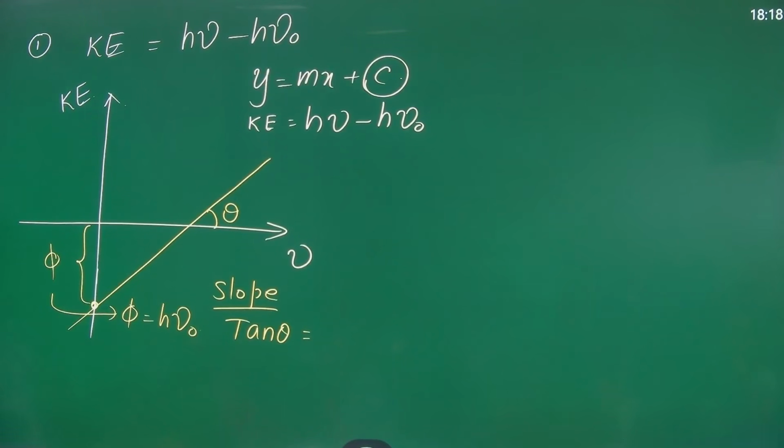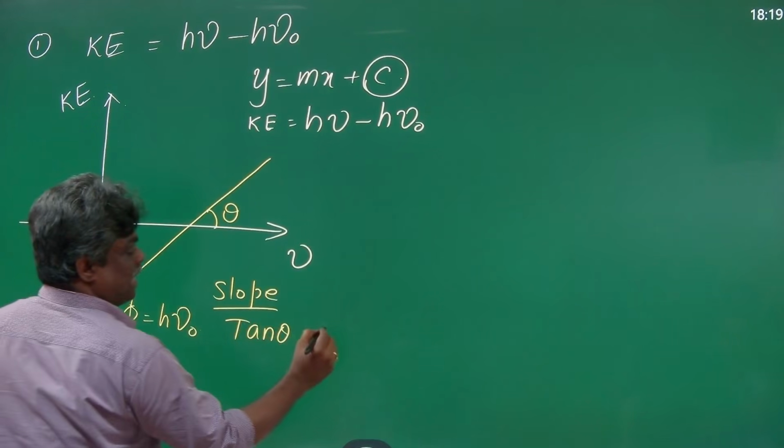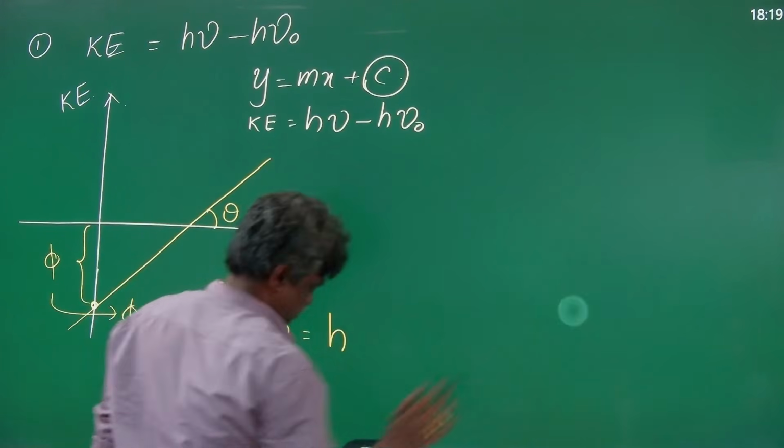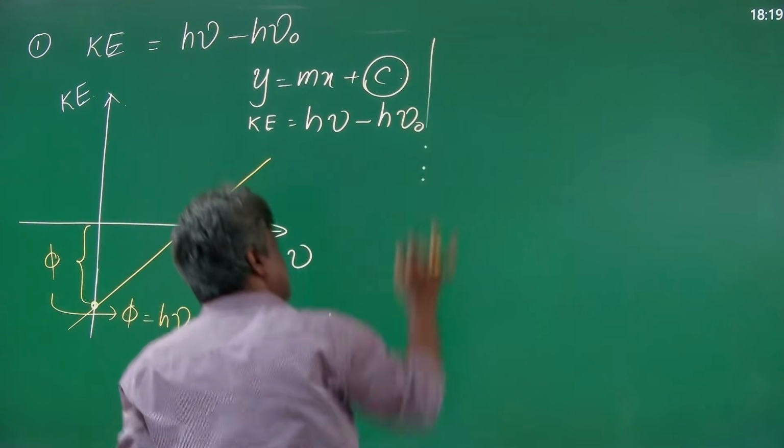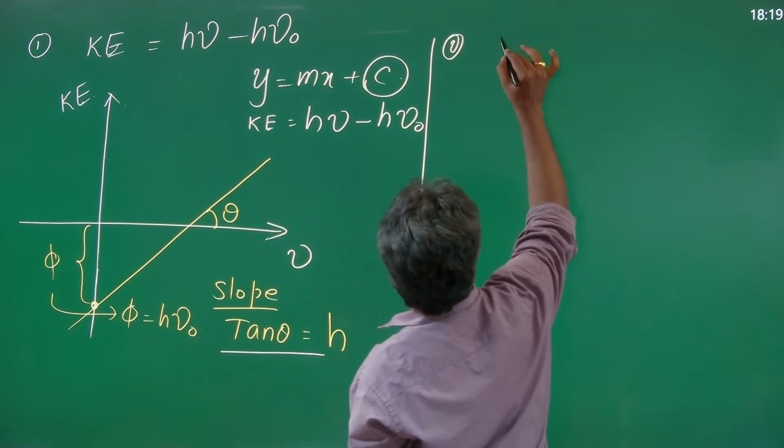h, Planck's constant. Now tell me, this is the question: the slope of the kinetic energy versus frequency graph. Planck's constant. Which of the following is the slope of a graph between kinetic energy and frequency? Kinetic energy and frequency graph, what is the slope? So tan theta is nothing but h. Like this they will ask questions, maybe for set exams or something like that. Okay, next, wait. Second one, at least you please do this.